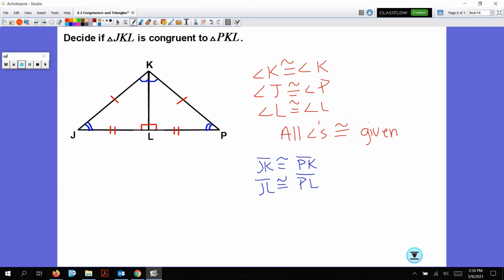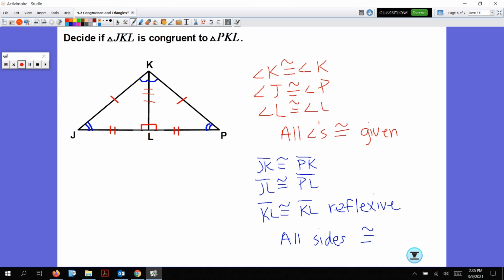And I'm going to introduce a new term here. This is called reflexive. It's the same side. They share one side. Clearly, KL is going to be congruent to KL because it's the same line, same segment. KL is congruent to KL, and then we're just going to say reflexive. That's why. So now that we have all the sides congruent and all the angles congruent, we're going to go ahead and say yes, this bad boy is congruent. So now we have all sides congruent.